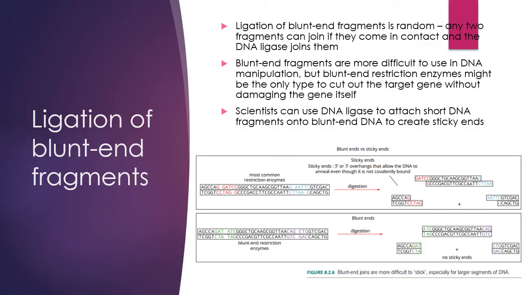With our blunt end fragments, it's a bit tricky because the fragments can kind of join up randomly, and if they come in contact, the ligase joins them together, and often there's errors with that. Sometimes you have to use a blunt end restriction enzyme to isolate the gene that you want, but they have to do extra little things to make it work, like adding some DNA fragments to make sort of a fake sticky end so that it all joins nicely.